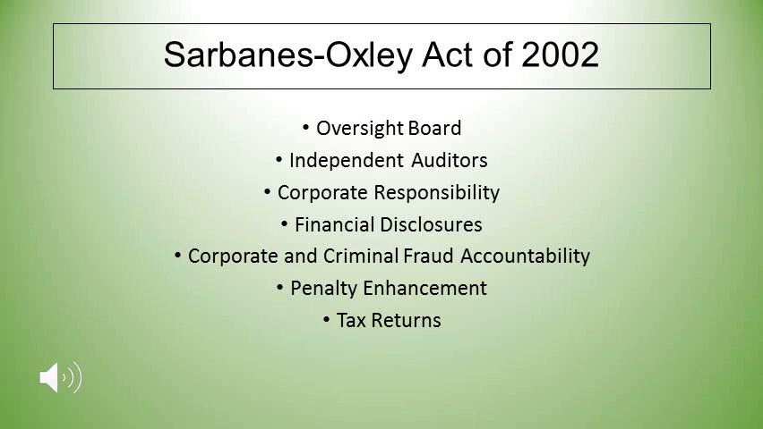The next aspect of SOX is financial disclosures, which requires that reporting take place for financial transactions, including off-balance sheet transactions of all the corporate officers. So they're keeping an eye out on what the officers are doing while they're conducting business and how they're handling their transactions. The corporate and criminal fraud accountability has to do with criminal penalties for destruction and interference with any type of investigation. No cover-ups.